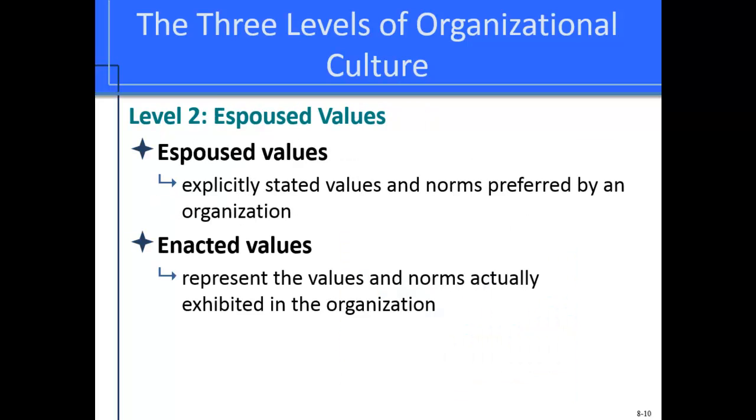Level 2 is espoused values, which are explicitly stated values and norms. Espoused values are the explicitly stated values and norms preferred by an organization. These may be put forth by the firm's founders or top management. Employees are frequently more influenced by the enacted values, which represent the values and norms actually exhibited in the organization.